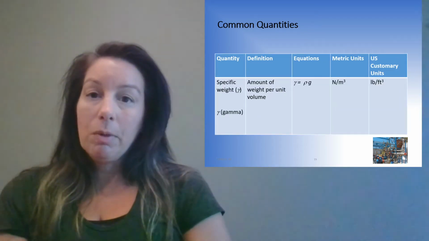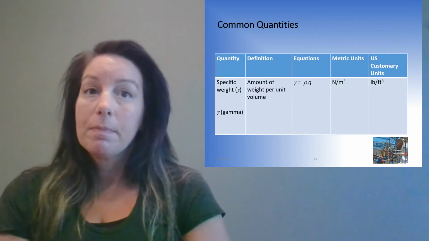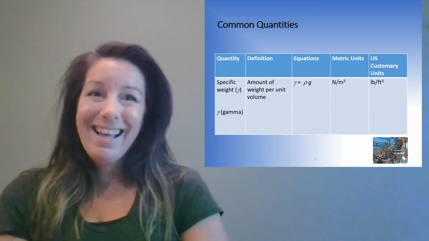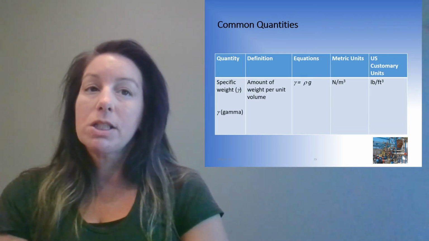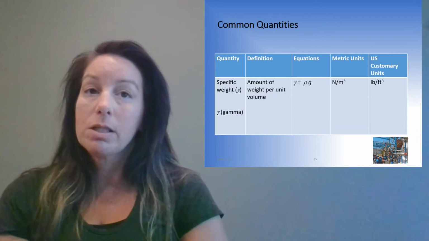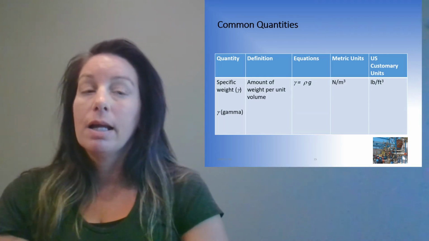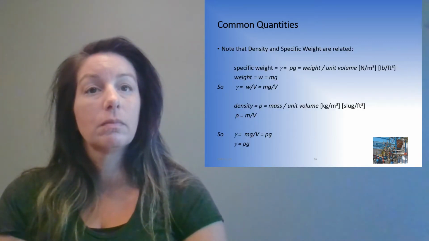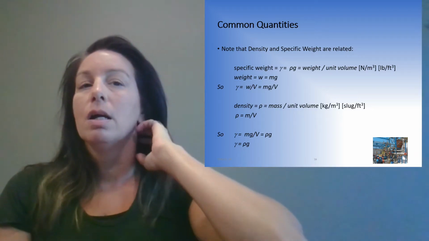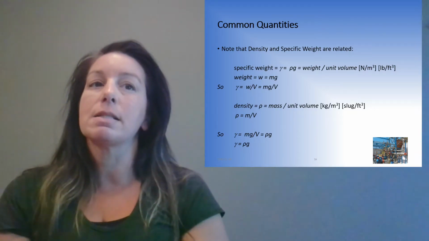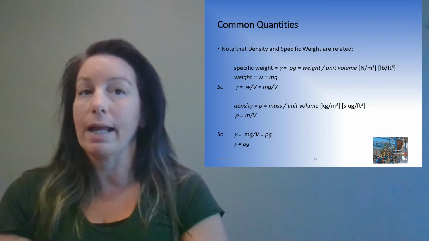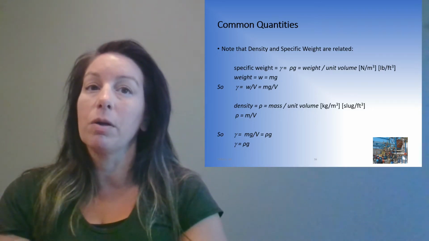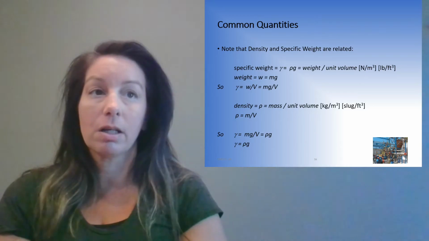The other thing that we'll be dealing with a lot is specific weight, gamma. It's a Greek letter, again, lots of Greek letters. So it's the amount of weight per unit volume, which is equal to rho, what we talked about in the last slide, times gravity. It comes out in newtons per cubic meter. You'll note that density and specific weight are related. So the specific weight, that gamma that we talked about, is rho times g, which is the weight per unit volume, newtons per meter cubed.